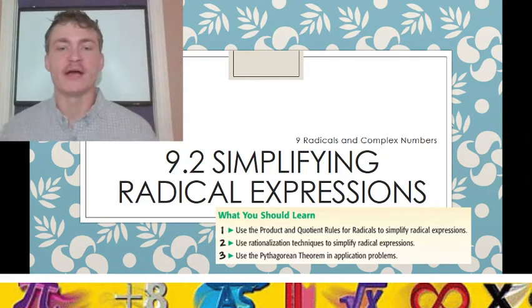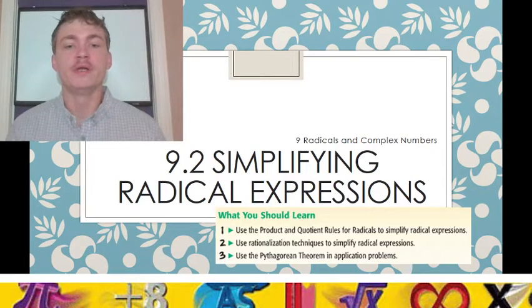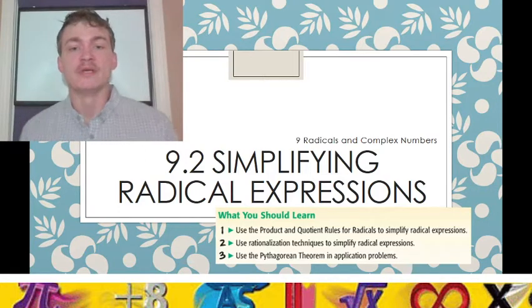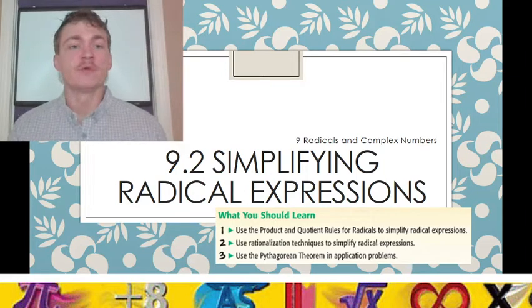Section 2 of Chapter 9, Simplifying Radical Expressions. Here we will use the product and quotient rules for radicals to simplify radical expressions. This comes directly from Chapter 5, Section 1, the product and quotient rules for simplifying like bases and their integer exponents. We also noted that for any exponent, integer, rational, or irrational, the product and quotient rule for exponents applies.